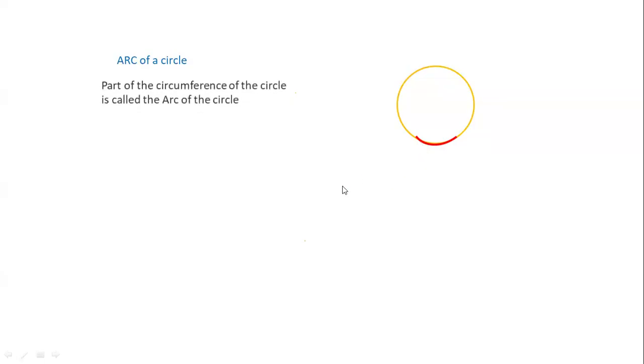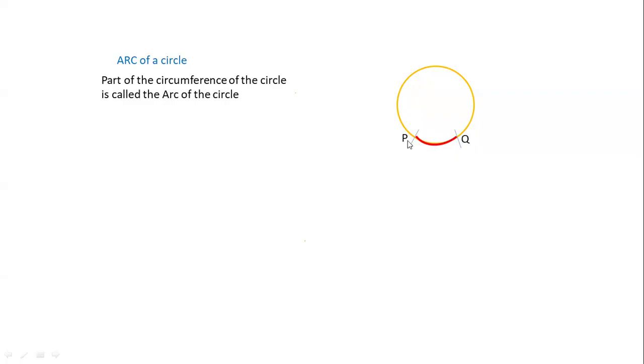Arc of a circle. This is a circle. This portion, a part of the circumference of the circle, is called the arc of the circle. From here to here, this red part is called the arc of the circle. PQ, so we can say PQ is the arc of the circle.